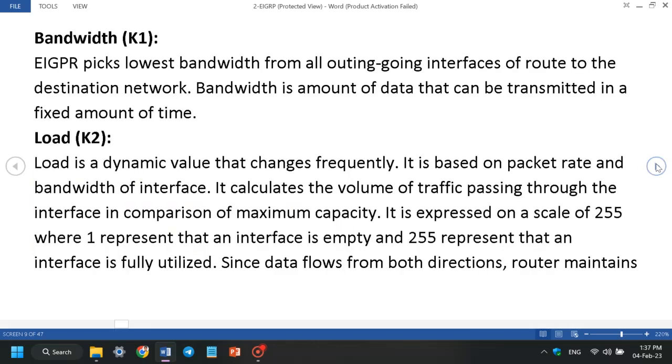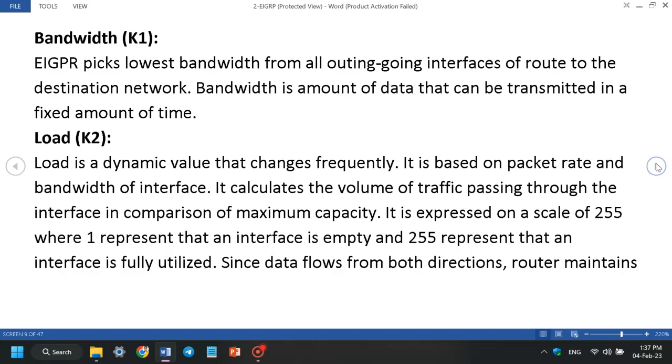So what is bandwidth? EIGRP picks the lowest bandwidth from all outgoing interfaces of the route to the destination network. Bandwidth is the amount of data that can be transmitted in a fixed amount of time. Second one is load. Load is a dynamic value that changes frequently. It is based on packet rate and bandwidth of the interface. It calculates the volume of traffic passing through the interface in comparison to maximum capacity. It is expressed on a scale of 255, where 1 represents that an interface is empty and 255 represents that an interface is fully utilized.